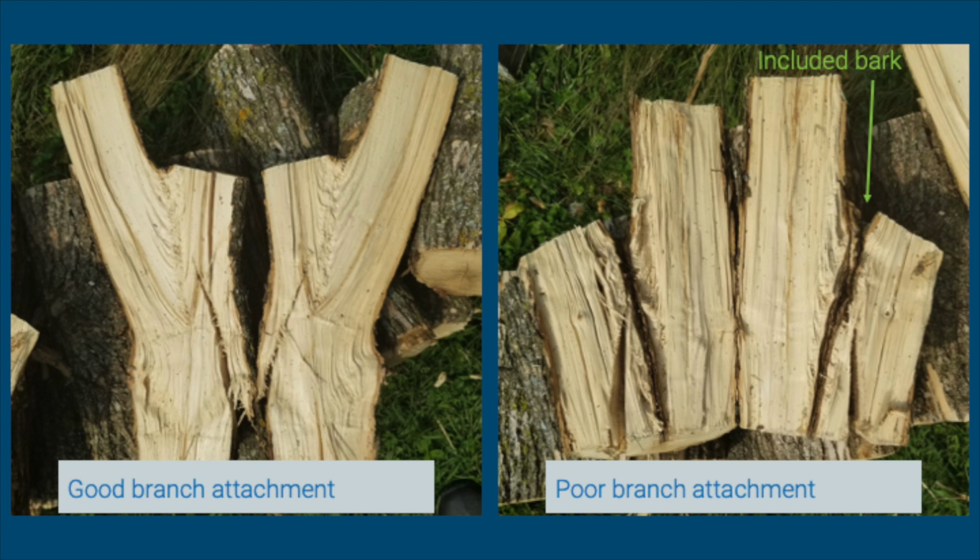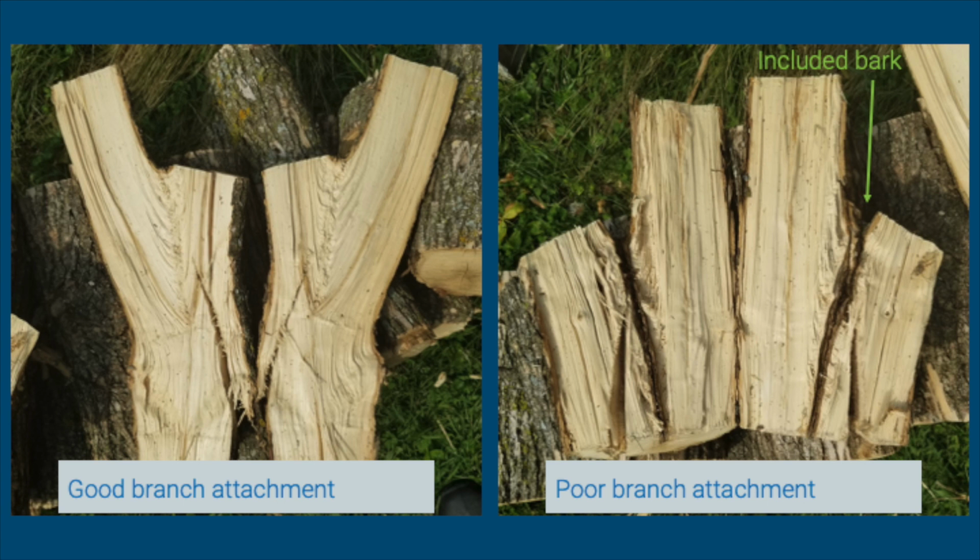All right, so let's do a little tree forensics. Here we split two branch unions to demonstrate the strong versus weak branch attachments. The picture on the left shows the branch fibers layering and fusing with the trunk fibers. That is exactly what we want to see, and it creates a strong, dependable attachment point.